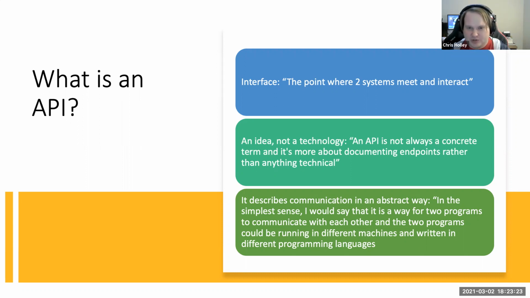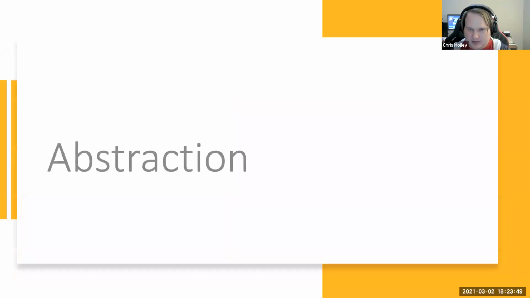And it describes communication in an abstract way. This came from my architect, actually. He said, in the simplest terms, I would say that it's a way for two programs to communicate with each other. And the two programs could be running on different machines, written in different programming languages, et cetera, right? So it's independent of any language or any technology. It's just this idea of how do we define the way that you can interact with this object, this system.